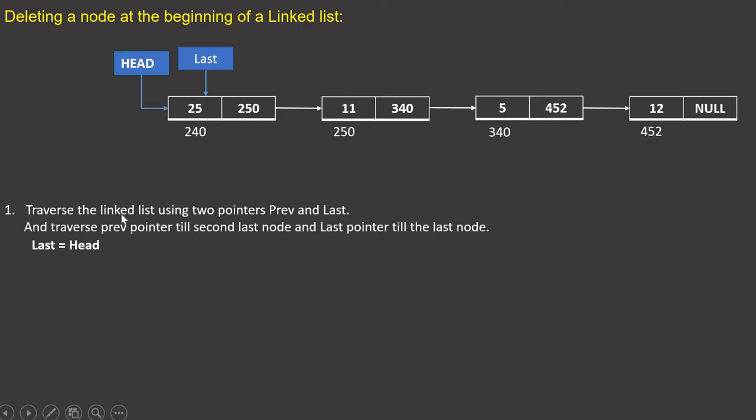So I can traverse a linked list using two pointers. First is the previous and the last. Why am I using two pointers here? Because the last pointer is going to traverse till the last, and the previous will traverse till the second last node, right? Because I'm going to delete the last node, but I also want to access the second last node to delete it. We will see that soon.